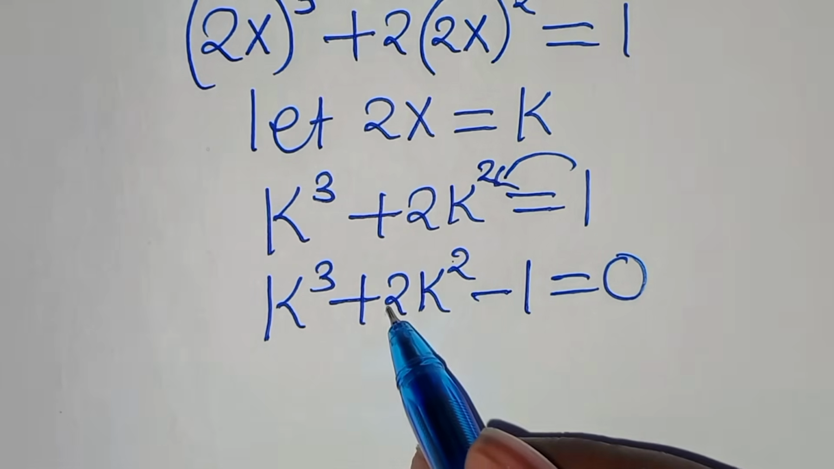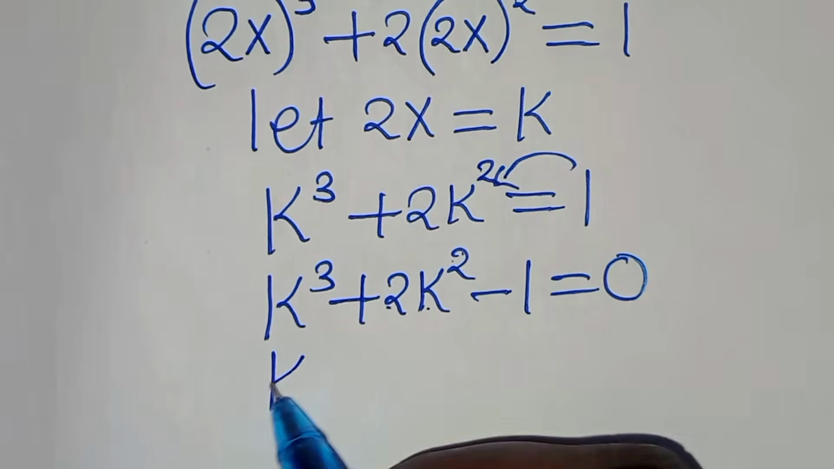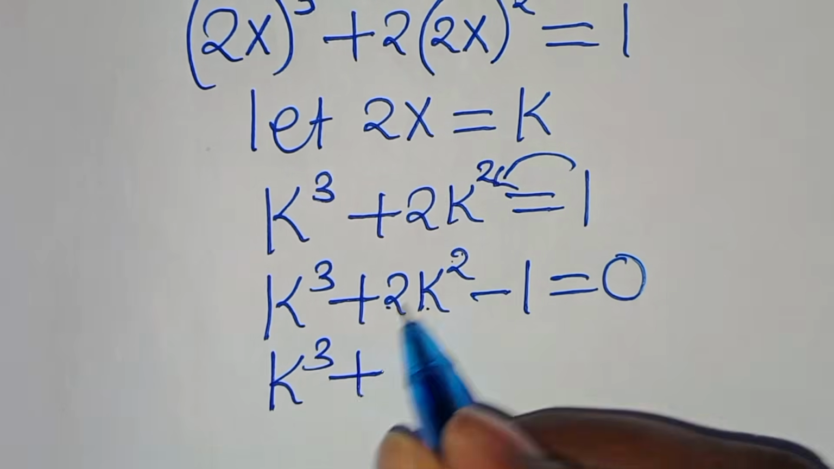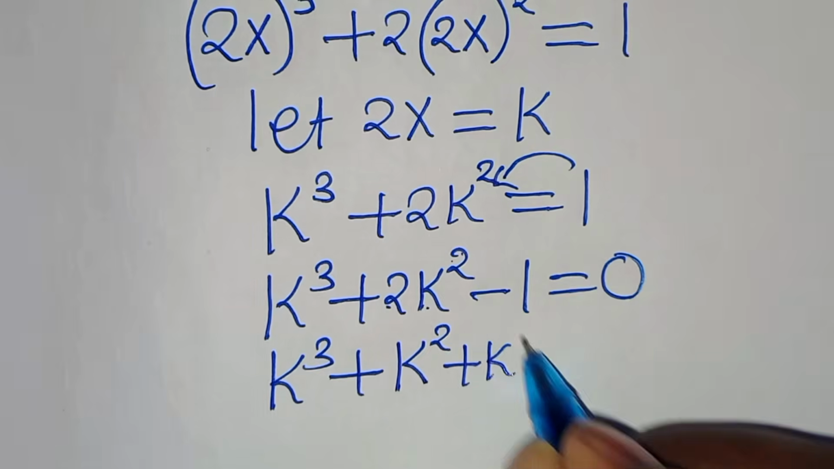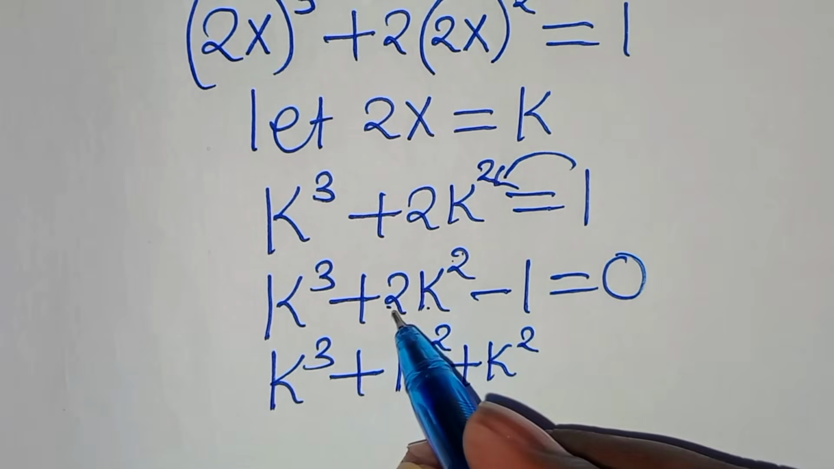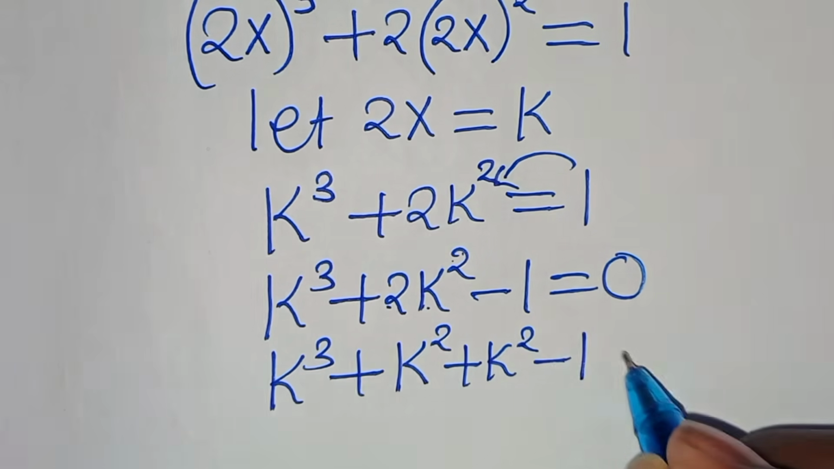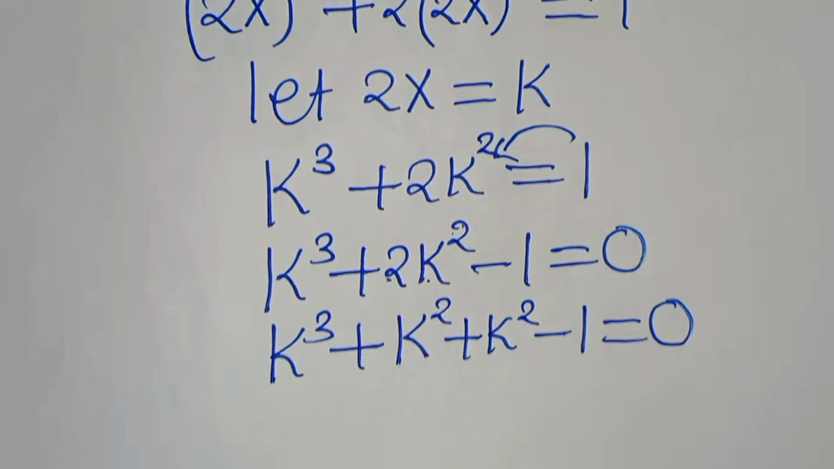Now we can express 2k squared. This is the same thing as k squared plus k squared. k squared plus k squared is 2k squared. So this is minus 1. This is equal to 0.